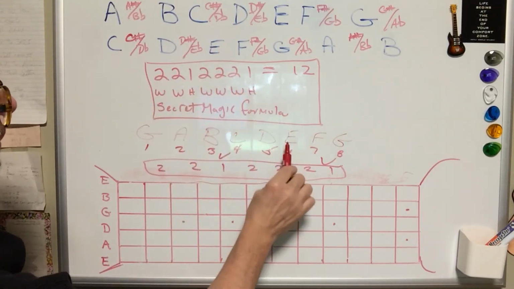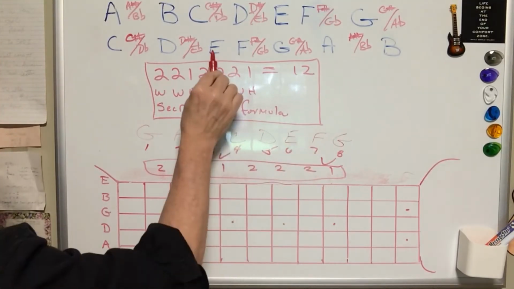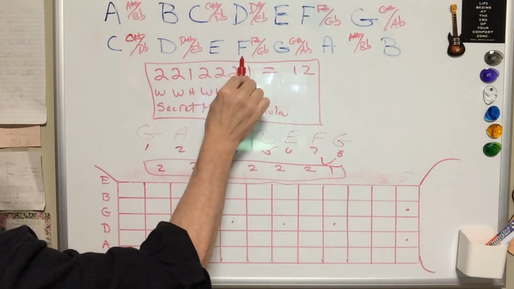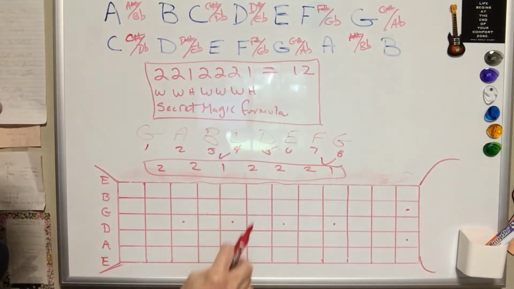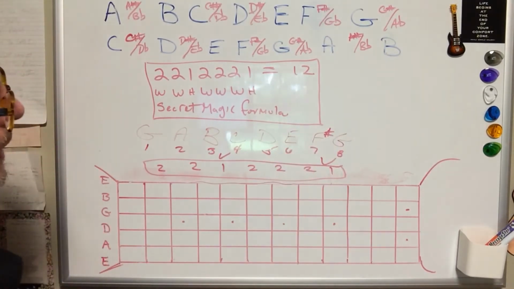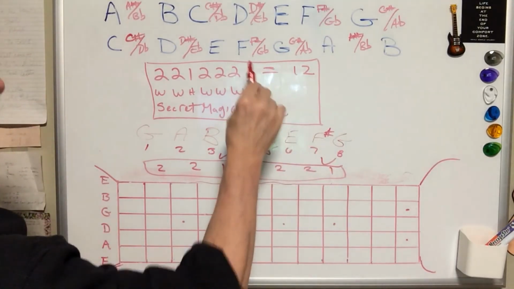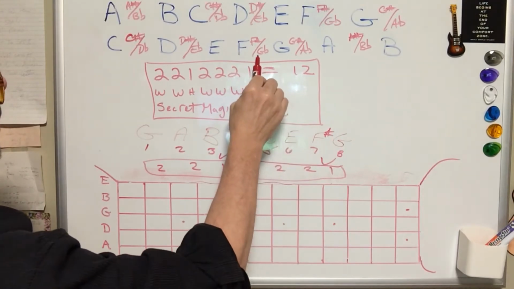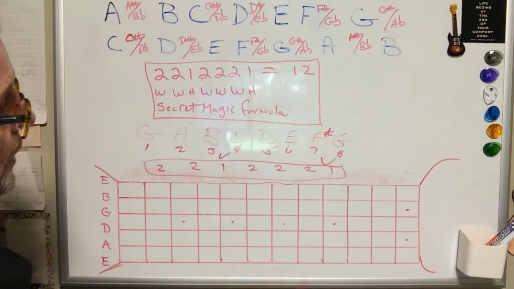Now I need a whole step from E. A whole step from E isn't F, because that's only a half step. A whole step is F sharp. So that means now I have to say F is going to be an F sharp now. Now I need a half step from F sharp to G, and that works out fine.